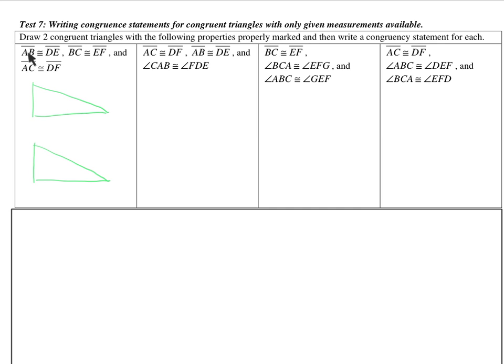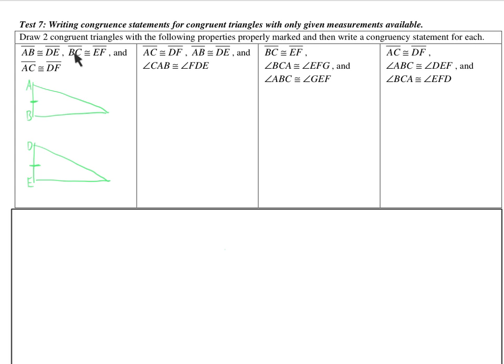So one of them says AB is congruent to DE. So for this one, I'm going to say, okay, AB is congruent to DE. So look at that carefully. AB is congruent to DE. So there we go. I drew two triangles that to me look congruent. And on those triangles, I put AB and DE, and I marked them congruent.